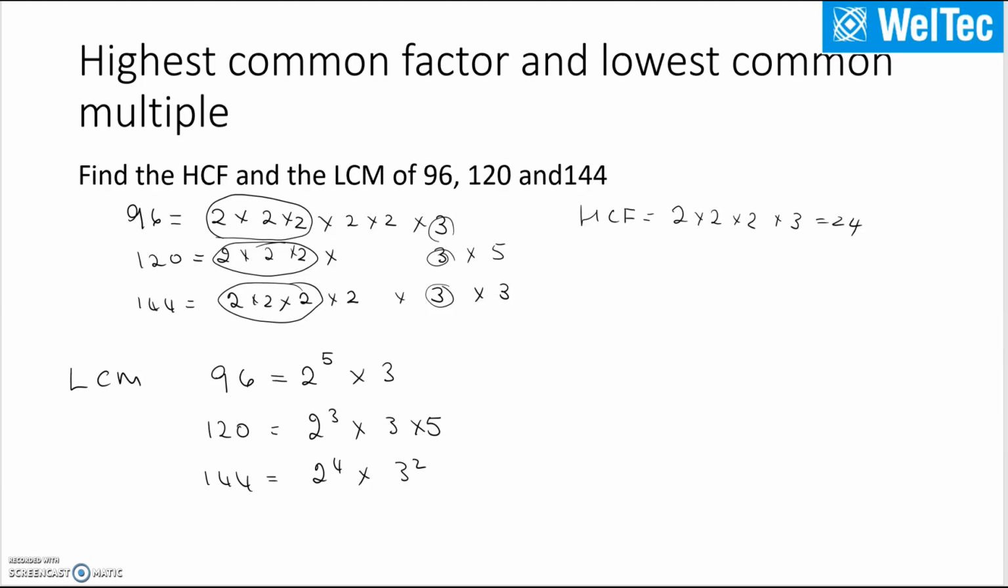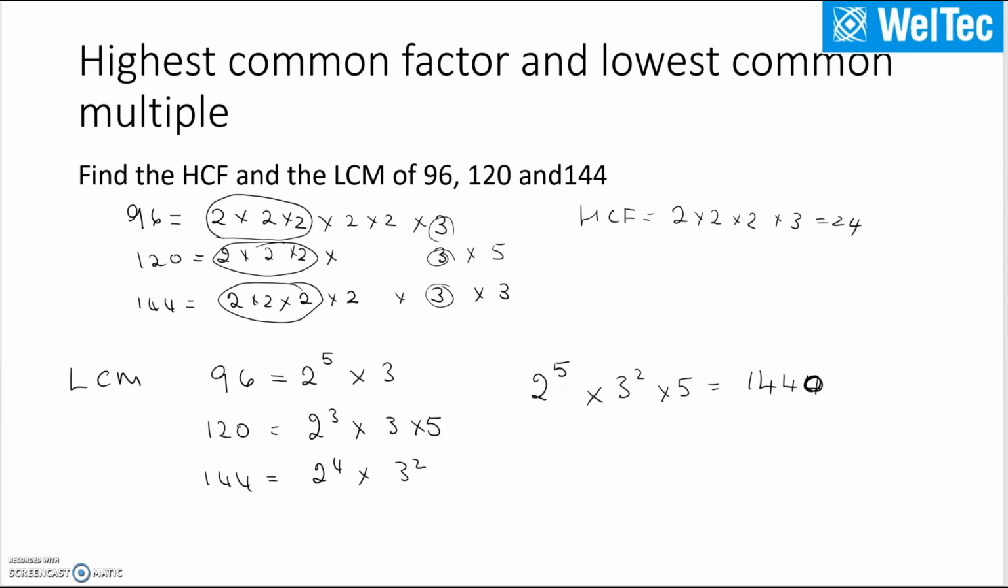What we need is the biggest number of 2's that will get us where we need to be, which is 2 to the power of 5. The biggest number of 3's, well, there's 3 squared. And then the biggest number of 5's, there's only one of them, so it would be that. So if we use the calculator to work that out, then it would be 1440.